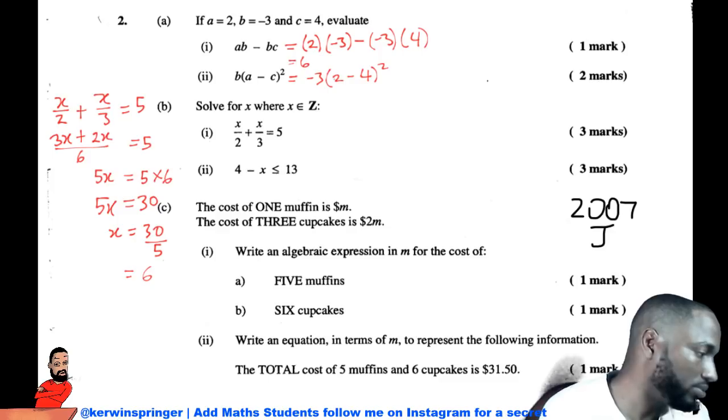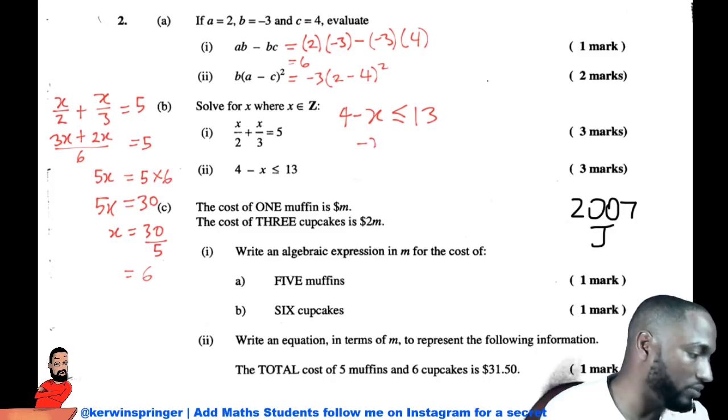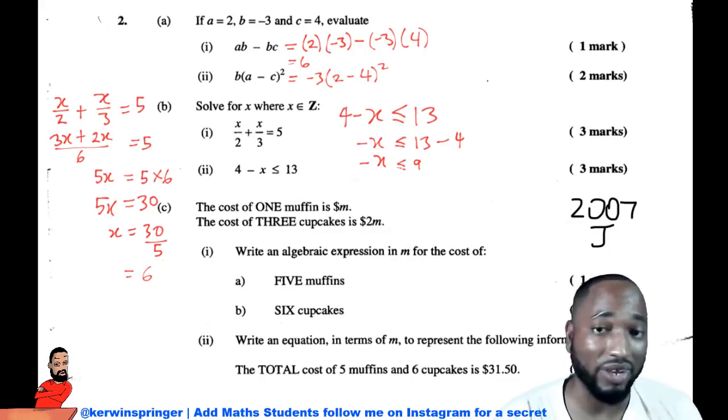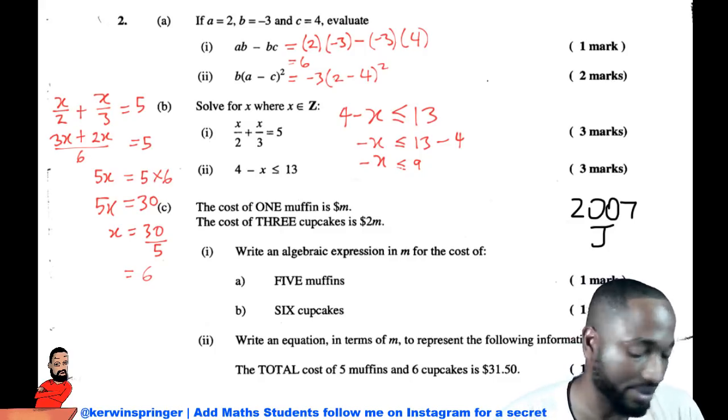So we'll have 4 minus x, so 13. We have negative x. Bring across that 4. 9 negative x. Right, so you see we have a little situation taking place here.